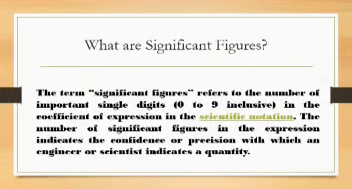So, what are significant figures? The term significant figures refers to the number of important single digits, that is 0 to 9 inclusive, in the coefficient of an expression in scientific notation. The number of significant figures in the expression indicates the confidence or precision with which an engineer or scientist indicates a quantity. So if I would like to explain it briefly, suppose we measure anything, we calculate anything, we may be uncertain about something.